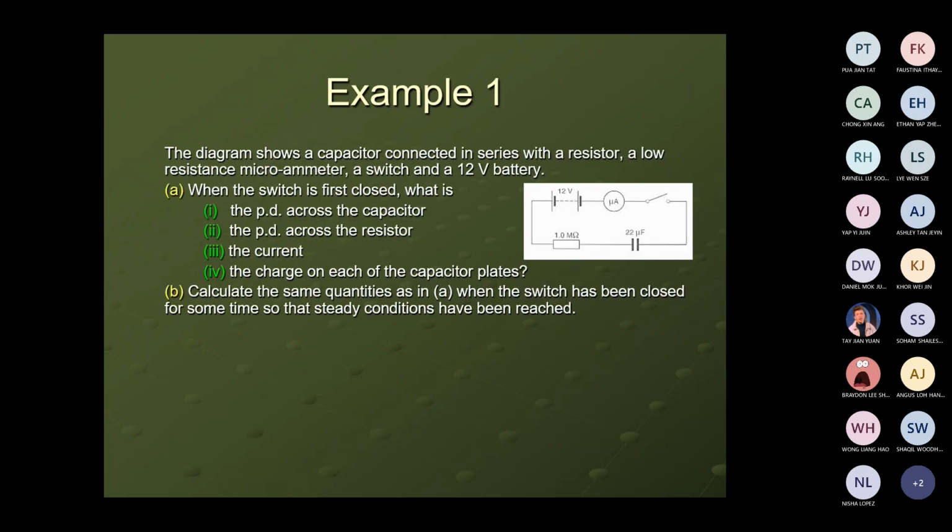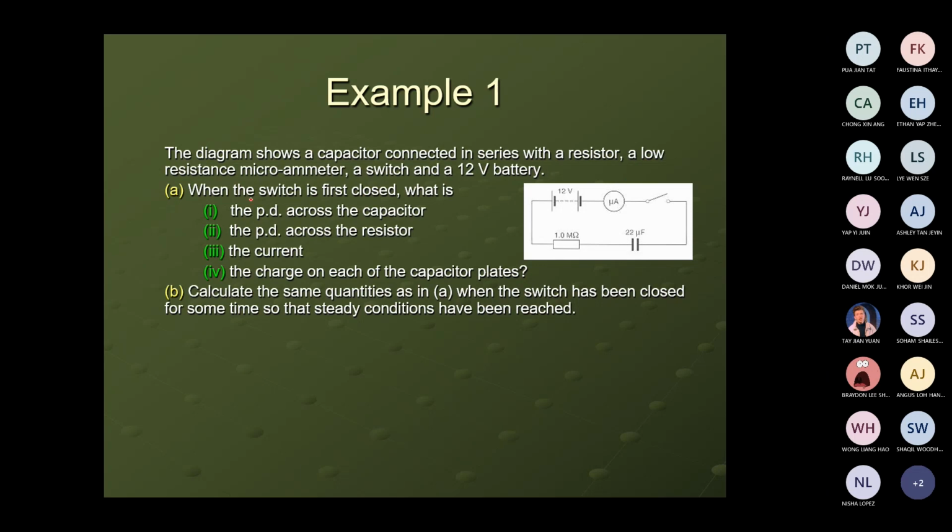Okay, let's go through one example. Look at this question. There is one circuit here. A 12-volt battery was connected to a microammeter, a resistor of 1 mega ohm, and in series a capacitor which has 22 microfarad. The diagram shows a capacitor connected in series with a resistor. They are just explaining the circuit, so we go straight to the question.